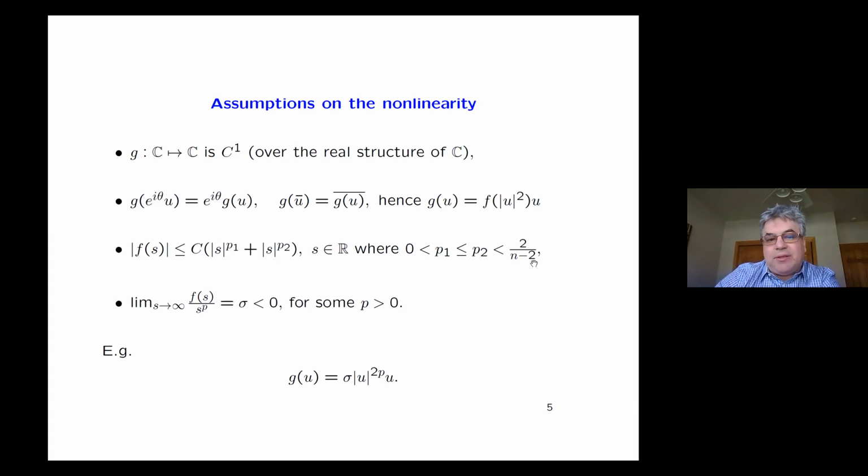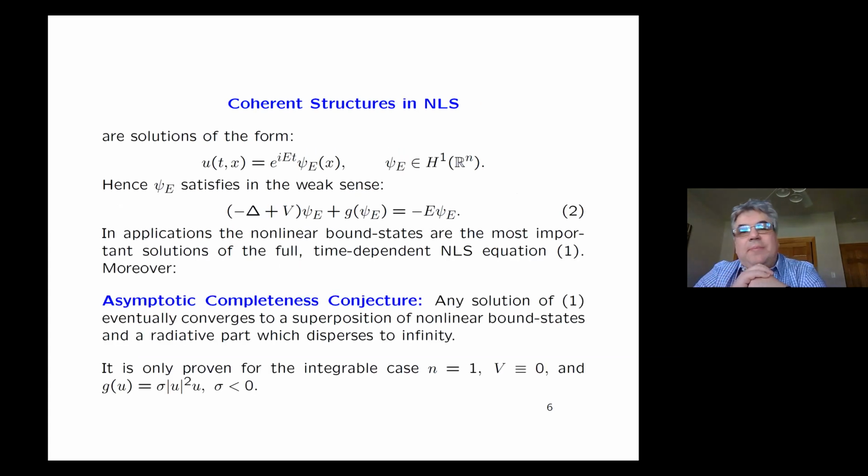So I'm assuming a rather general nonlinearity with different behavior near 0 and at infinity, but I need certain bounds to at least assume that G goes from H1 to H minus 1. Now, as for what will be the coherent structures, in this example, they are periodic solutions in time like this, with frequency E here. If you plug in, you will see that the nonlinear coherent structure, or eigenfunction, has to satisfy this nonlinear eigenvalue problem.